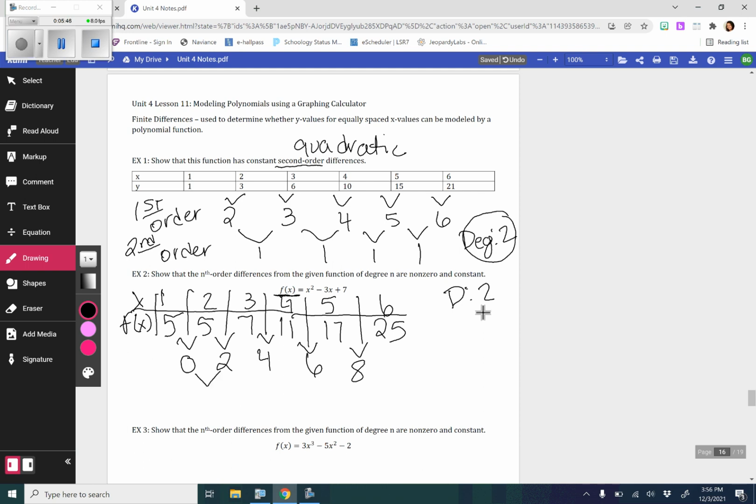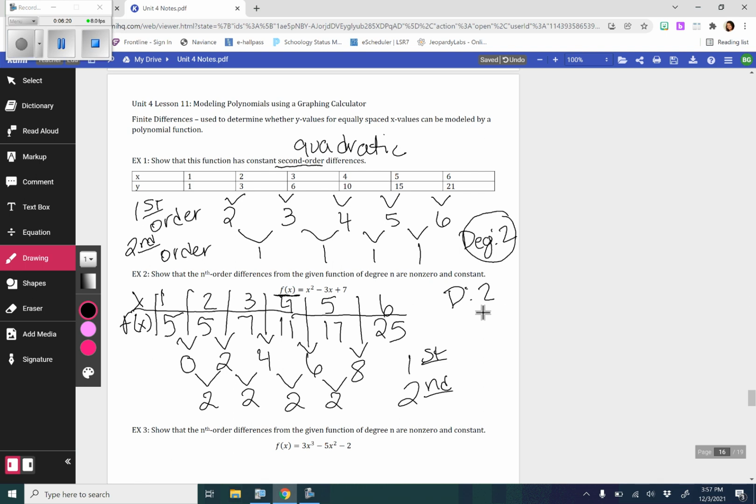Okay, so now we subtract again. We have to get a second order difference. So 2 minus 0 is 2. 4 minus 2 is 2. 6 minus 4 is 2. And 8 minus 6 is 2. Hey, we get all constants here. So we do get a second order difference. This was our first here. And when it says show, if you think about it, we are proving that this is correct. We have a thesis, we have our statement. Now we have to show support. This is our evidence here.